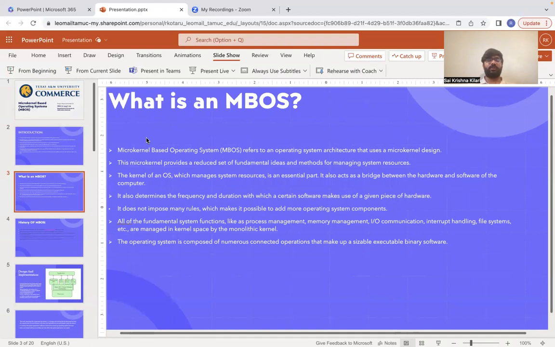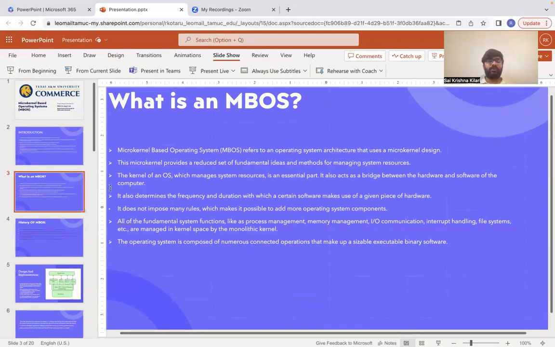It also determines the frequency and duration with which software makes use of a given piece of hardware. It does not impose many rules, which makes it possible to add more operating system components. All of the fundamental system functions like process management, memory management, input communication, interrupt handling, and file management are managed in kernel space by the monolithic kernel. The operating system is composed of numerous connected components that make up a sizable executable binary software.